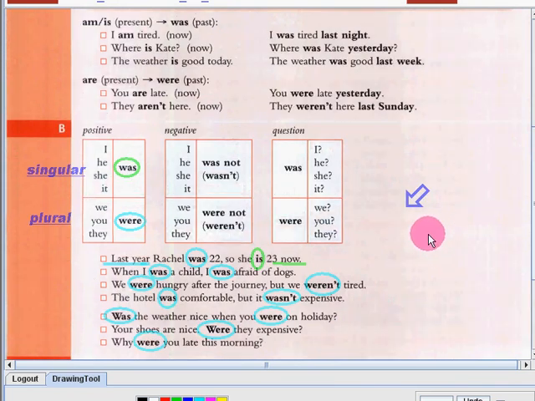Now, students, I want you to review this lesson and memorize everything that you learned.